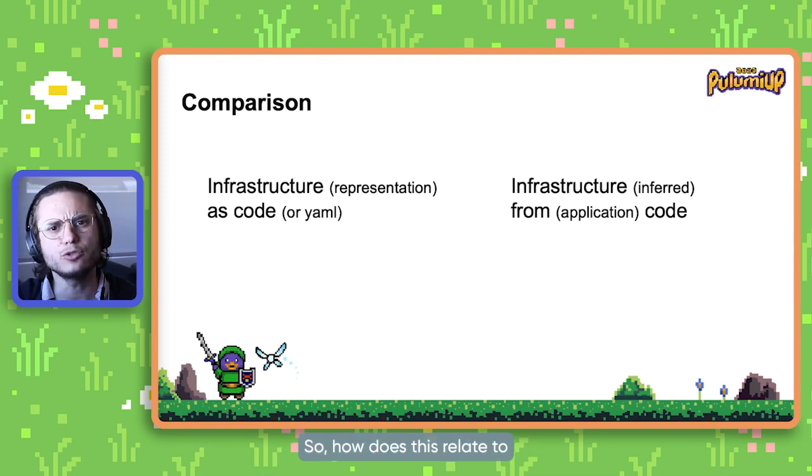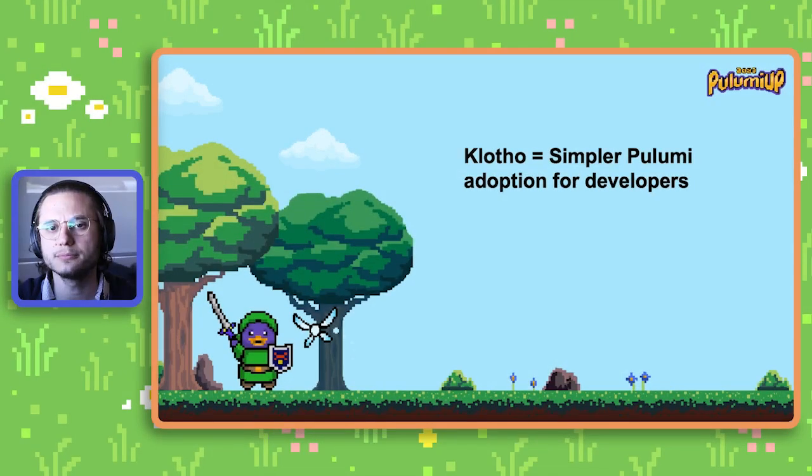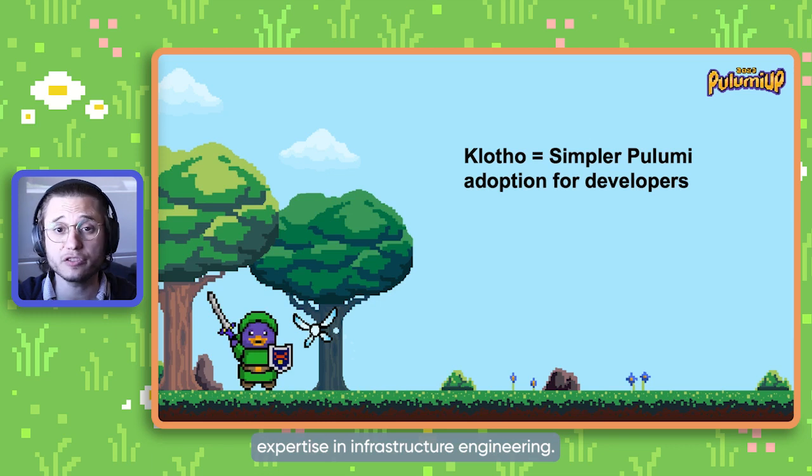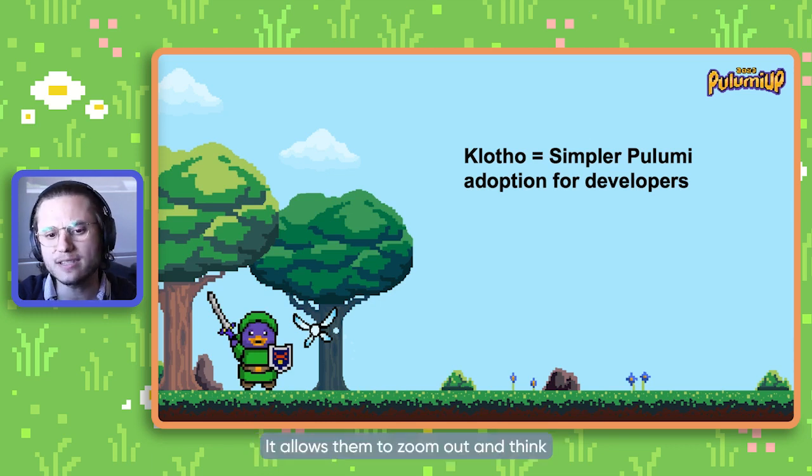So how does this relate to Pulumi, and how does Klotho help? Klotho frees developers, especially in earlier stages, from having the deep expertise in infrastructure engineering. It allows them to zoom out and think about the features and capabilities they're building, while letting Klotho leverage its understanding of architectures to power those applications through using a few annotations.